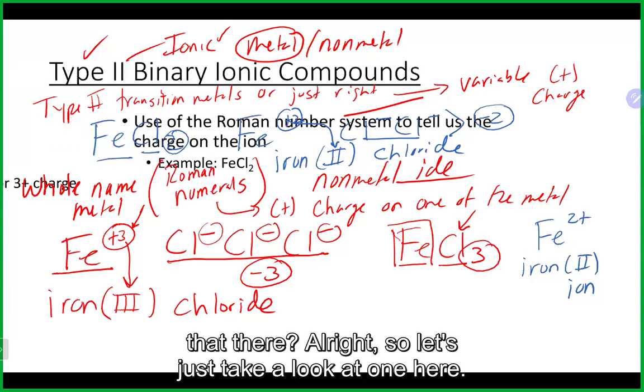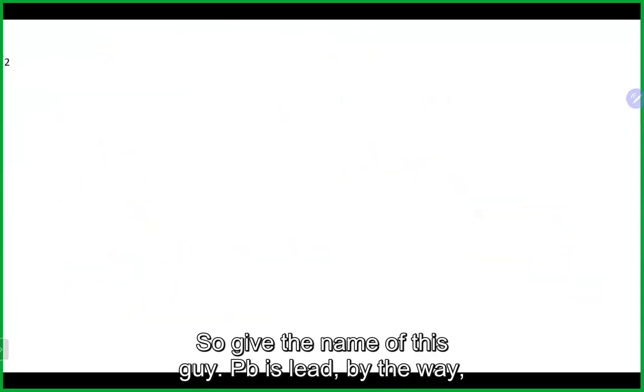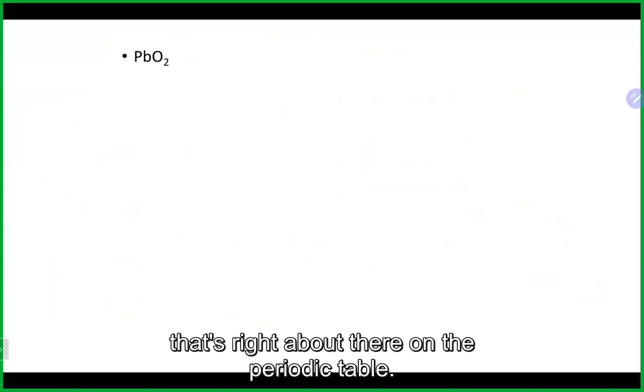So let's take a look at one here. Give the name of this guy. Pb is lead, by the way. It's right about there on the periodic table.